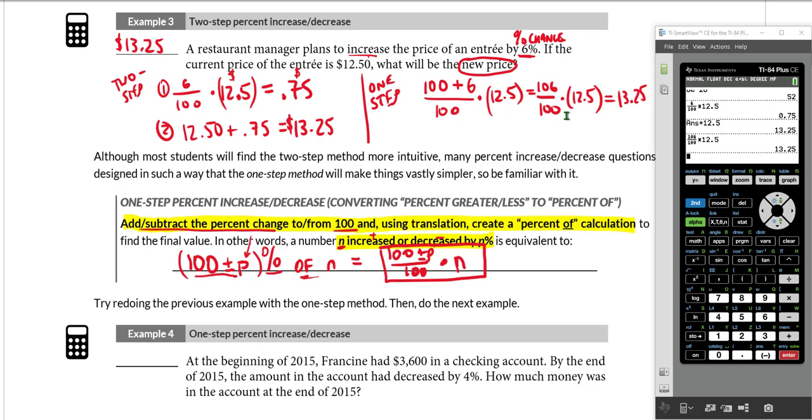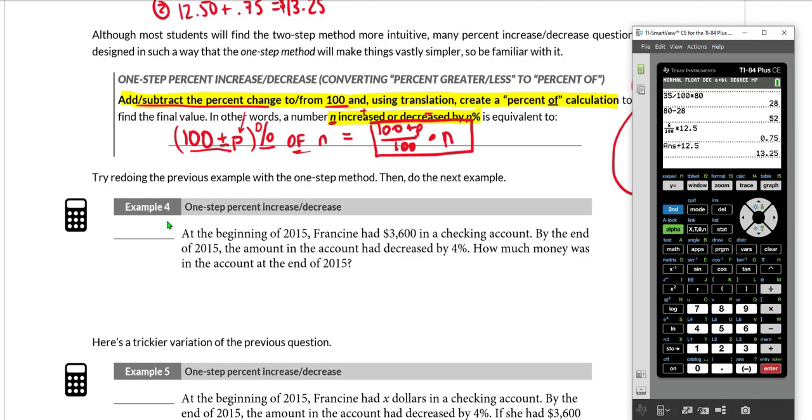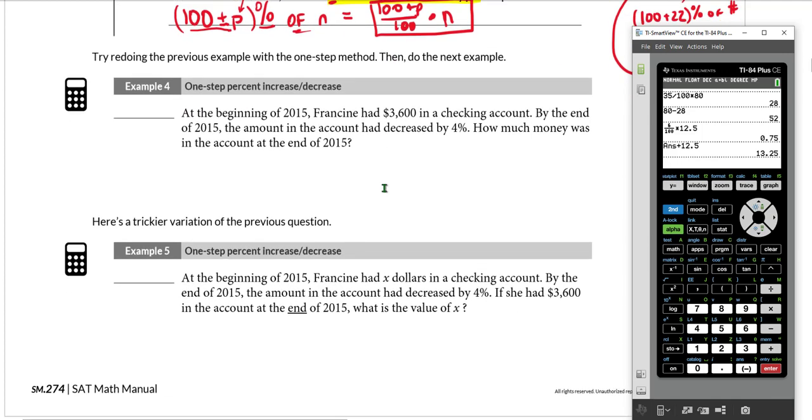Let's go down to example 4. If you feel confident doing this on your own, obviously feel free to work through example 4. If not, you'll just watch me work through it right now. In example 4, at the beginning of 2015, Francine had $3,600 in a checking account. By the end of 2015, the amount in the account had decreased by 4%. How much money was in the account at the end of 2015?